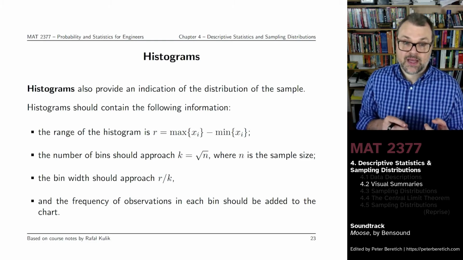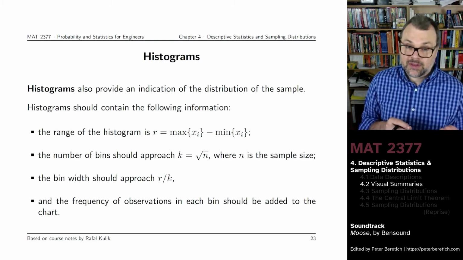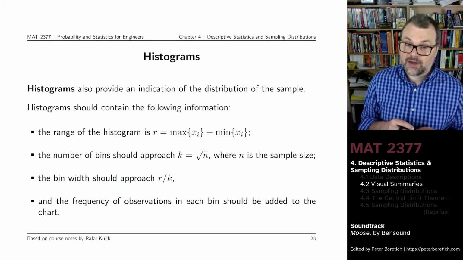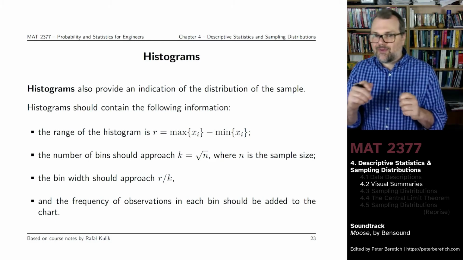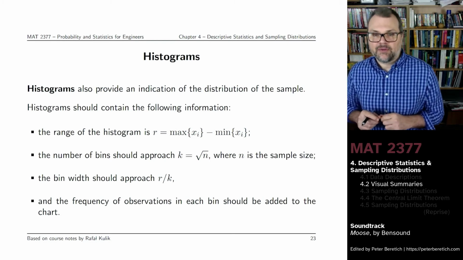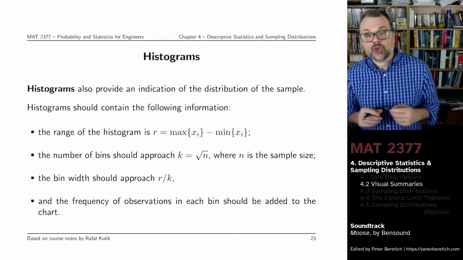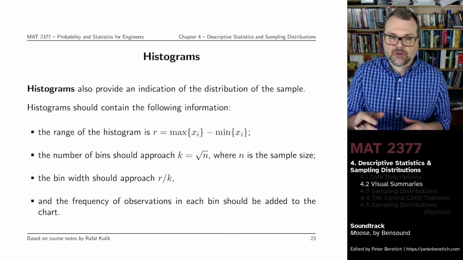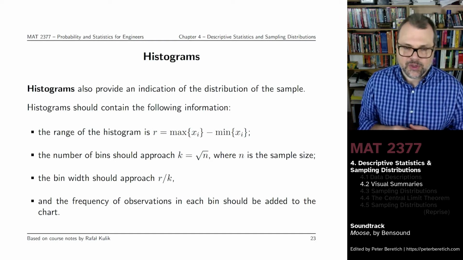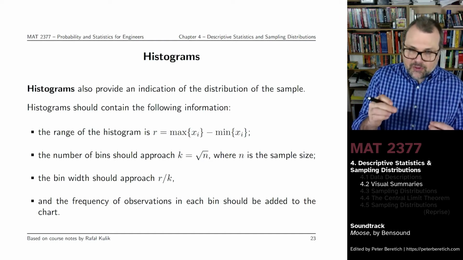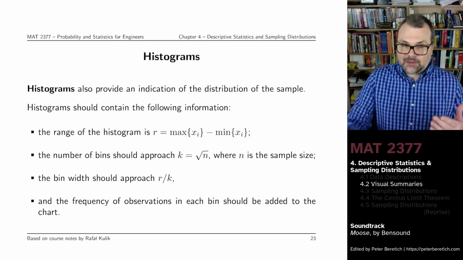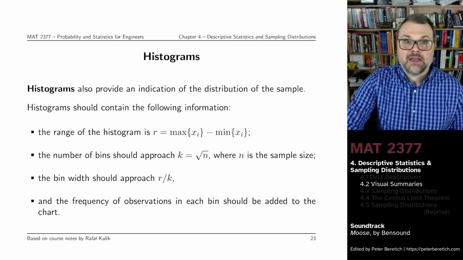N is your sample size, and the bin width in that case would just be r divided by k. You'll have to play around a little bit, obviously. If the square root of n is not an integer, then you'll have to find the nearest integer. You'll figure out what's a good way to do this. The frequency of observations in each bin, as I said, is added to the chart. It's part of the height.